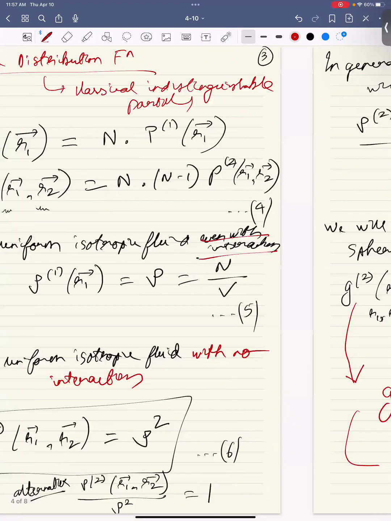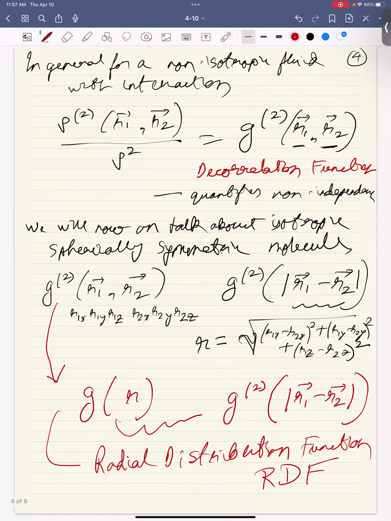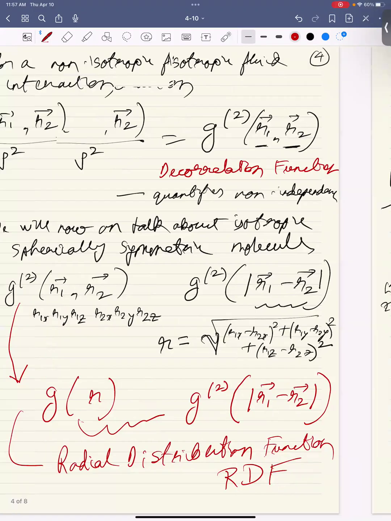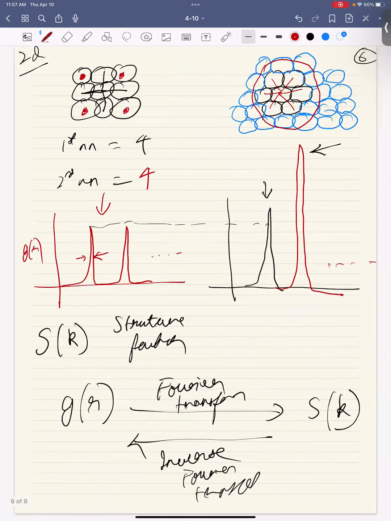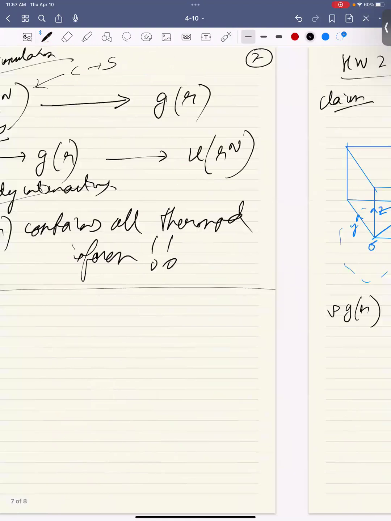And that's when we introduce G2 of R1 R2, which is the difference between ρ2 of R1 R2 and rho square, right? Then we looked at symmetric systems, spherically symmetric. So instead of G2 of R1 R2, we looked at just G2 of R1 minus R2, and we called that G of R. Okay, this is the recap. And I know this is a lot of stuff. It's simple, but it's many new symbols all of a sudden, right? So that's why it's natural if you get confused by these things. So with that, now let's come back to this.